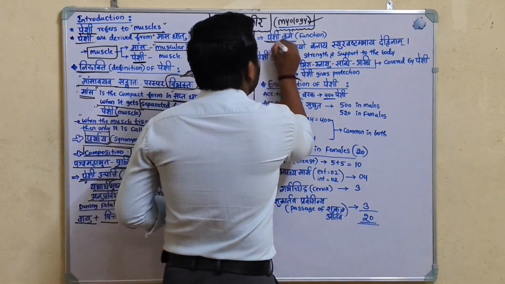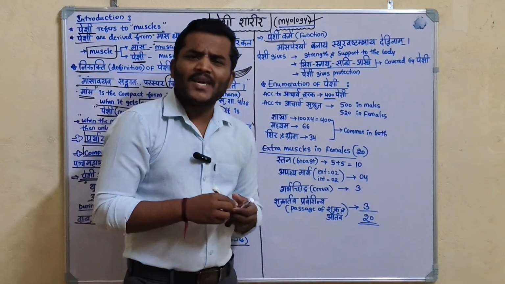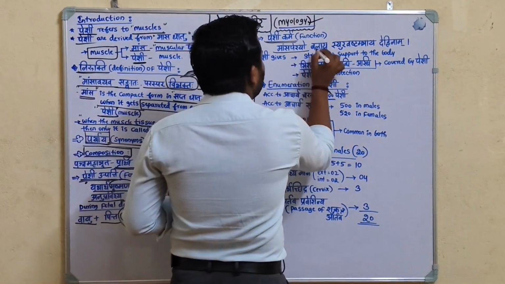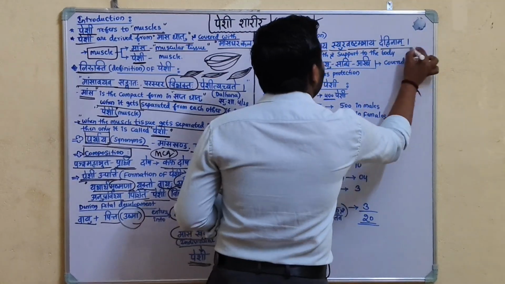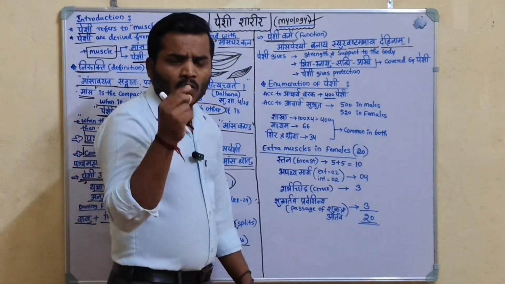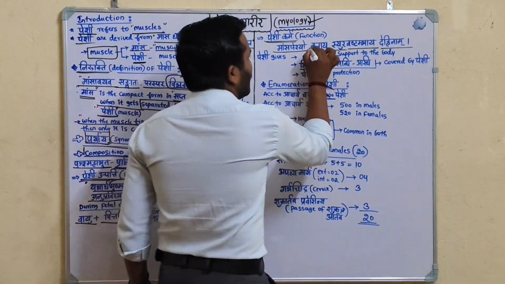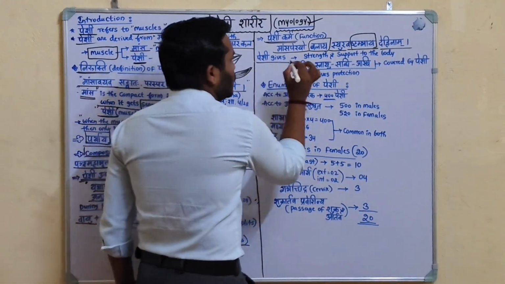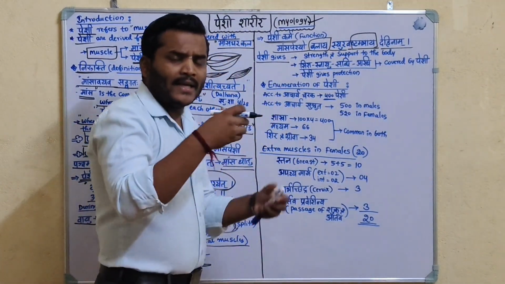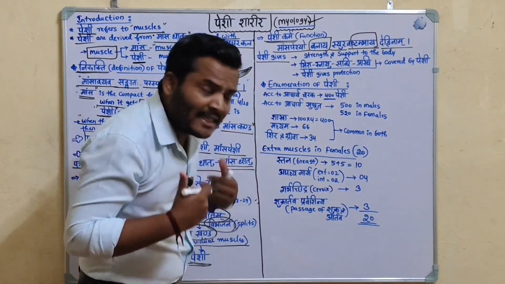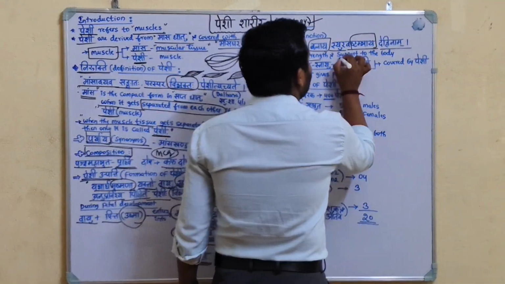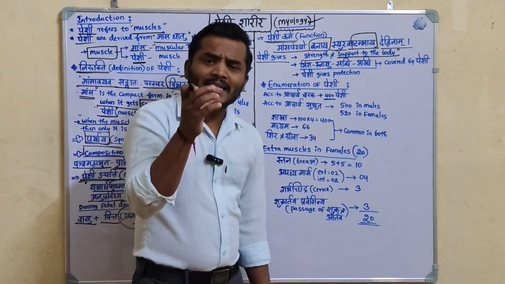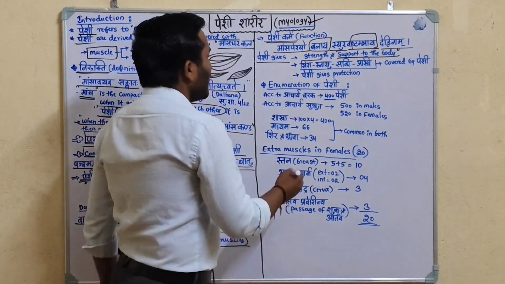Now we see what the functions of the Peshi are. What functions does the Peshi perform in the body? मांस पेशो बलाय शुर अवस्तंबाय देहिनाम. Here you focus on two words: bala and avastamba. Bala means strength. Peshi gives strength to the body, and avastamba means it supports the body. It gives strength as well as supports our body.